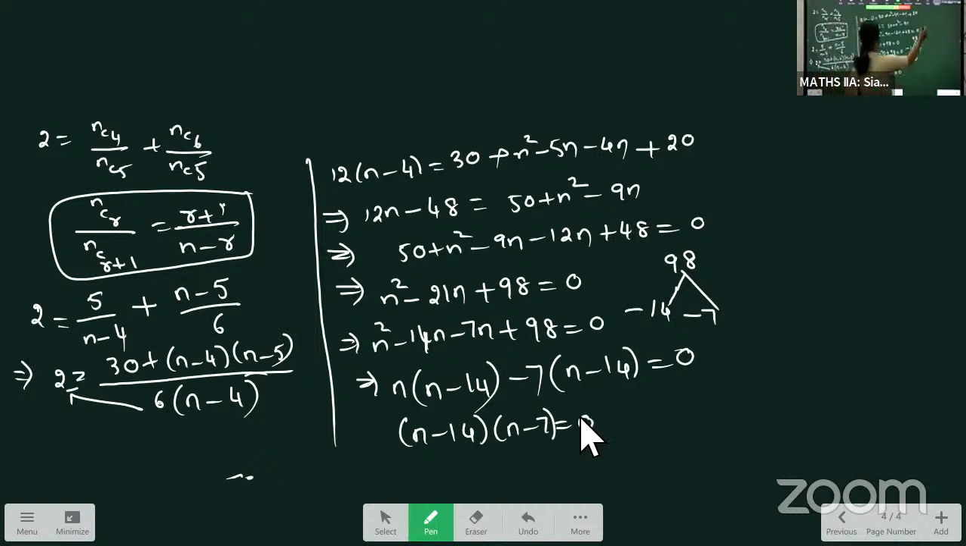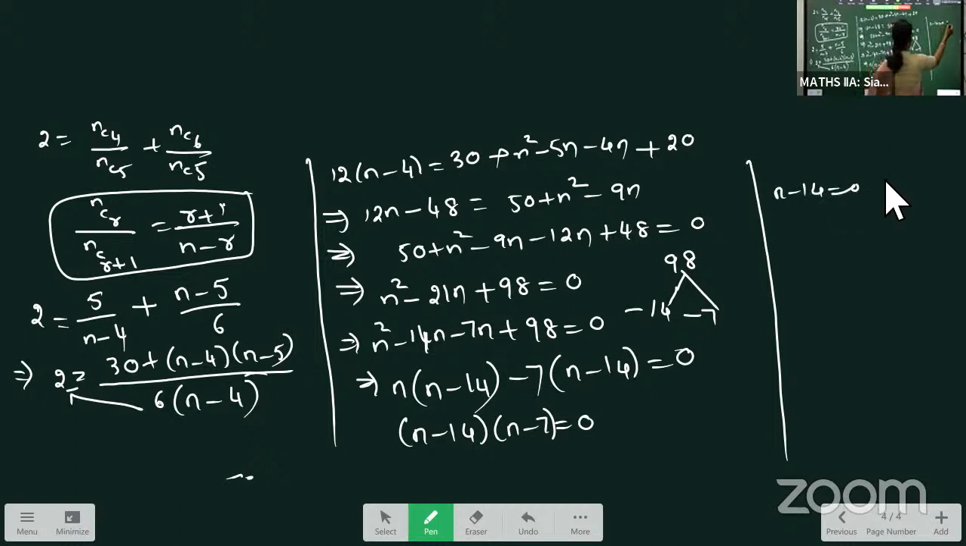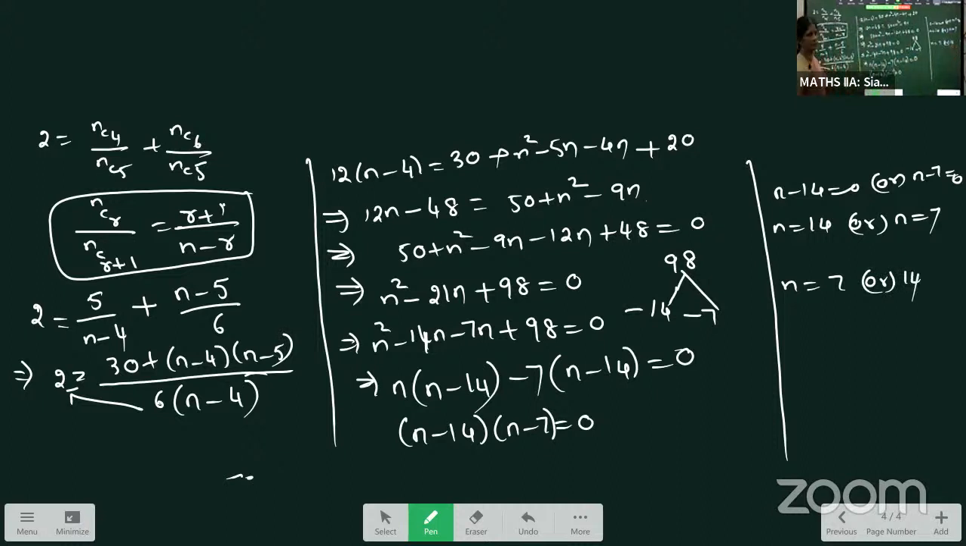So, N minus 14 is equal to 0 or N minus 7 is equal to 0. So from here we can write N is equal to 14 or N is equal to 7. He is asking to find the value of n. So n, we got 7 or 14. So like this, you have to solve this question. If anybody has any doubt, you can drop your message.